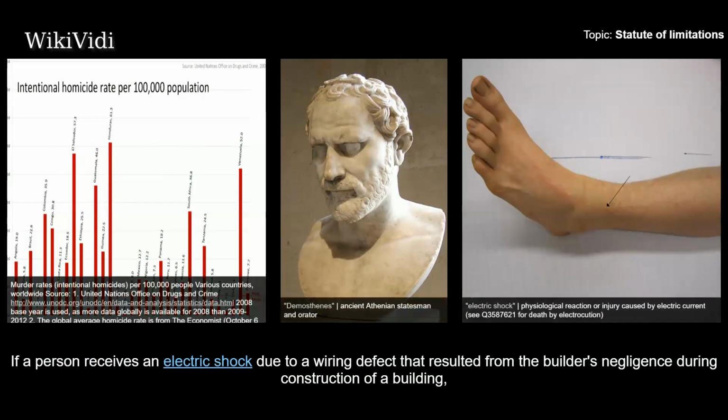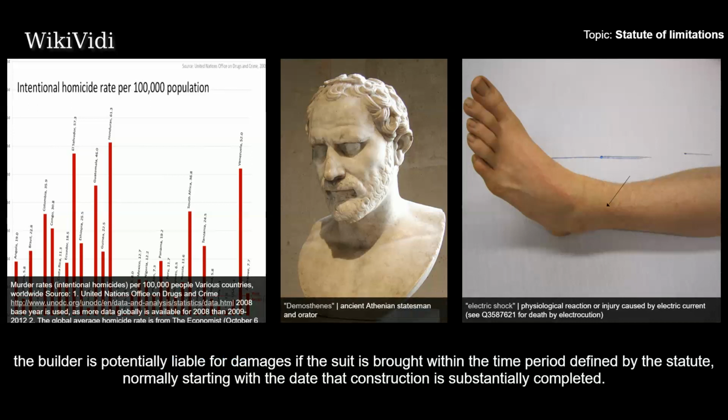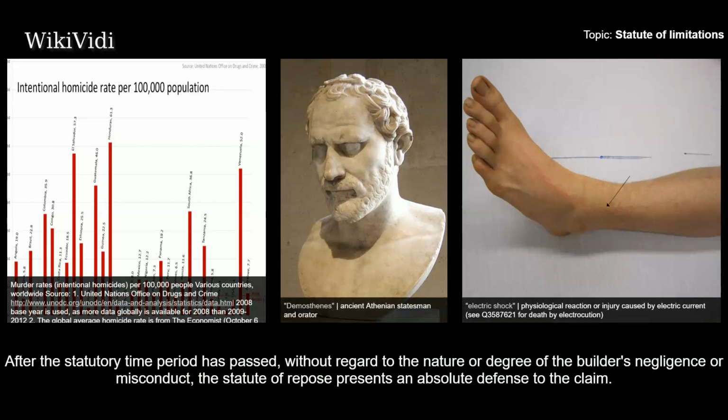If a person receives an electric shock due to a wiring defect that resulted from the builder's negligence during construction of a building, the builder is potentially liable for damages if the suit is brought within the time period defined by the statute, normally starting with the date that construction is substantially completed. After the statutory time period has passed, without regard to the nature or degree of the builder's negligence or misconduct, the statute of repose presents an absolute defense to the claim.